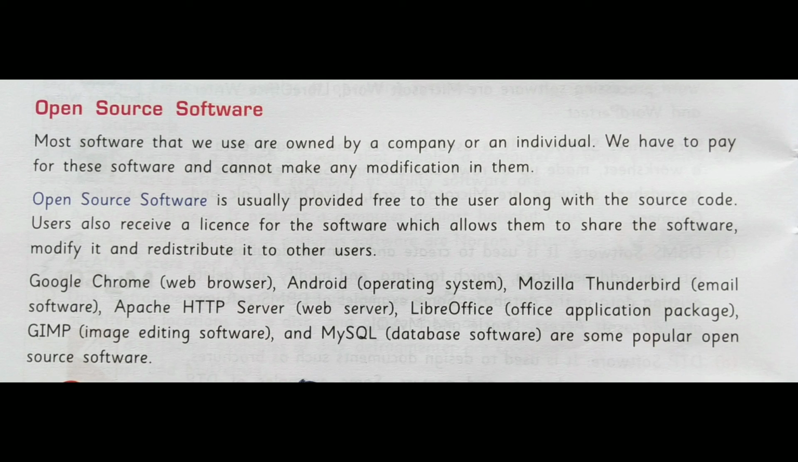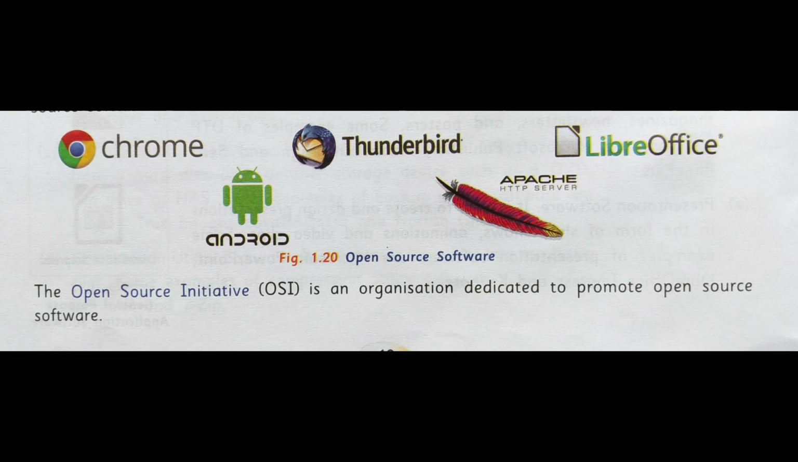Google Chrome web browser, Android operating system, Mozilla Thunderbird email software, Apache HTTP server, web server, LibreOffice office application package, GIMP image editing software, and MySQL database software are some popular open source software. The Open Source Initiative is an organization dedicated to promote open source software.